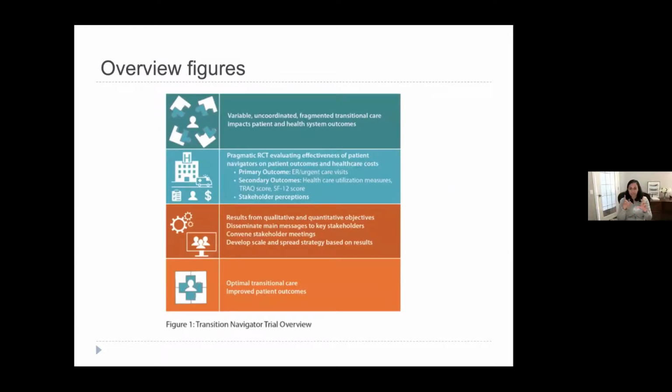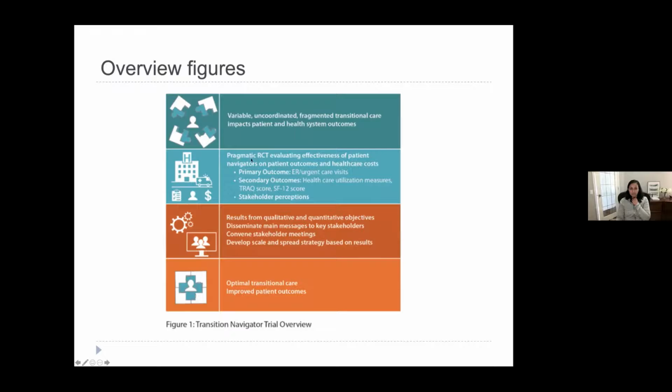But I told you about that overview figure. I created one figure that basically summarizes the essence of the grant. It can be anything, but it has to visually make sense. And we adopted a similar sort of thing for the training grant we submitted, because this is the only idea I had. So the pictures tell the story: variable, uncoordinated, fragmented transitional care.